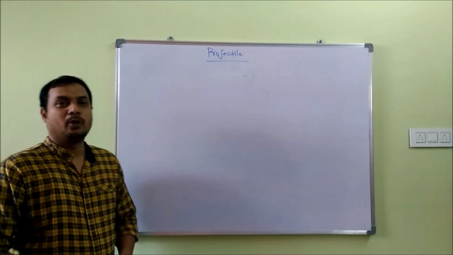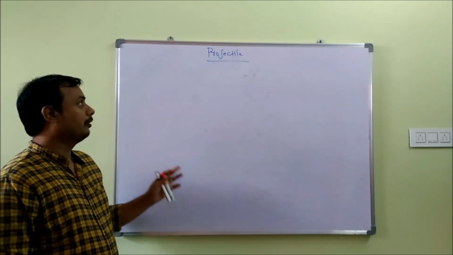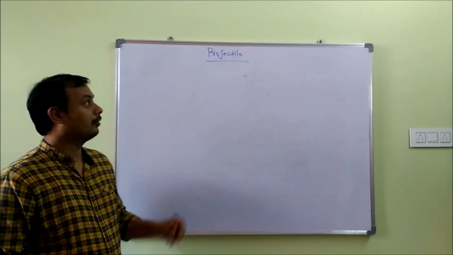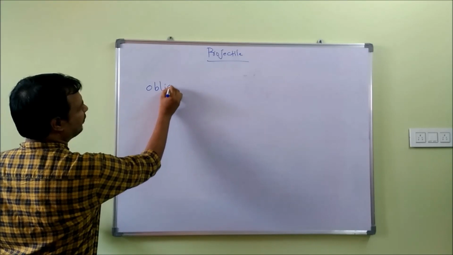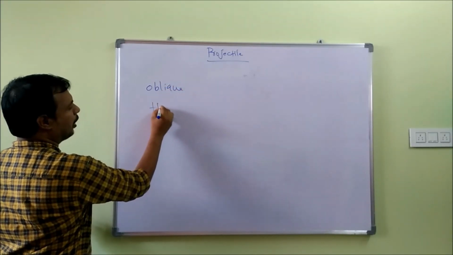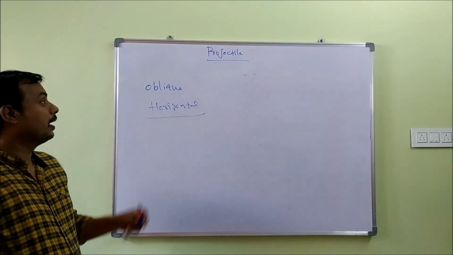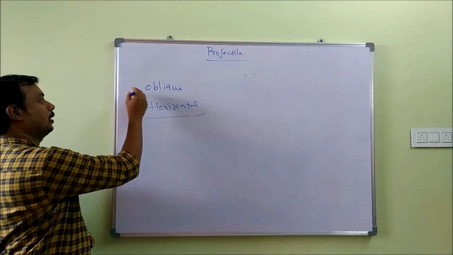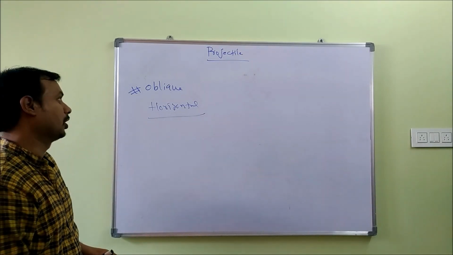So today we'll discuss projectile motion. It's a two-dimensional motion. Totally we have two types of projectile motion. First one is oblique projectile, and second is horizontal projectile. In this class I will cover oblique projectile, and in the next class, horizontal projectile.